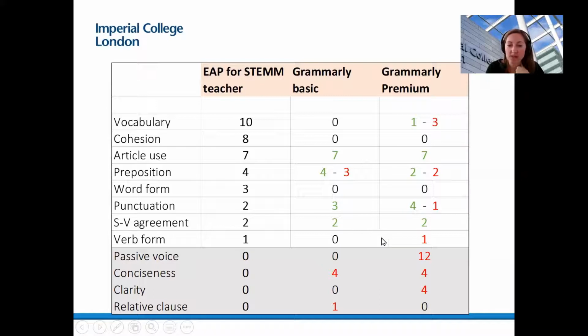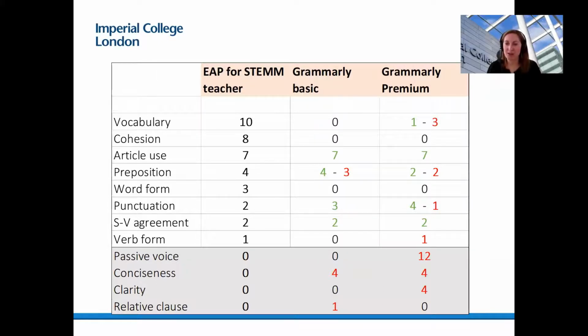And what's really interesting is that Grammarly identified 12 passive voice issues where I didn't feel there were any. And same goes with conciseness and clarity. So the things that Grammarly are flagging as priorities are all things that I didn't agree with, and all the things that I flagged as priorities were things that Grammarly didn't really pick up on, with the exception of article use. So hopefully that gives you a picture of the difference between my analysis as an EAP teacher and Grammarly's analysis.